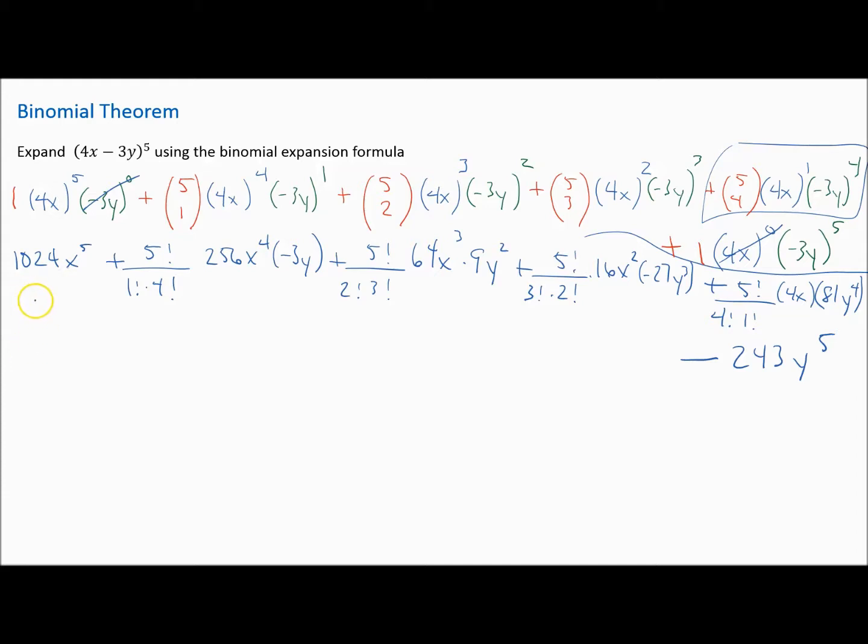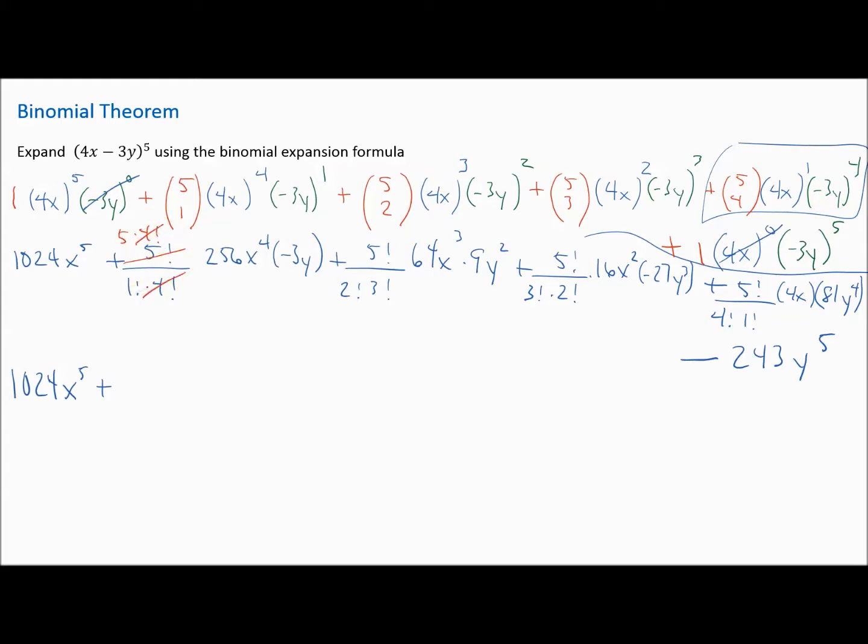Alright, here we go. First term is completely simplified. I'm happy with that. 1024x to the fifth. It's done. Now, this 5 factorial over 4 factorial, let's simplify that underneath, or better yet, 5 factorial, I'm going to rewrite as 5 times 4 factorial.